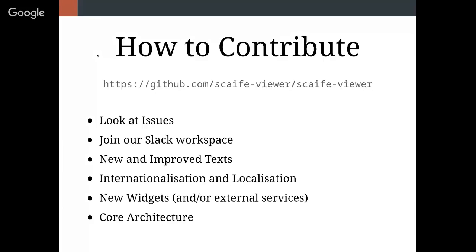Developing new widgets and or external services, as I've mentioned a couple of times, is a great way to contribute. If you've got a project that you're working on that can contribute additional information about texts or words or people and places and so on, developing new widgets or new external services is a great way to do that. And if you're a little more hardcore developer, we would certainly love help with the core architecture. There are still things that we want to do there to better support inline annotation of texts and so on. Some core changes need to happen.